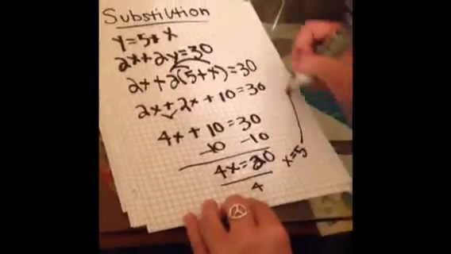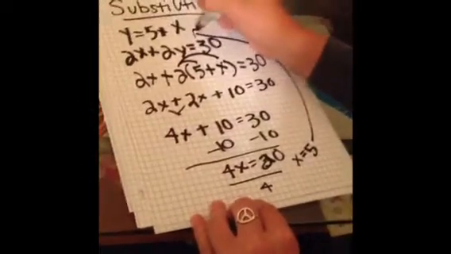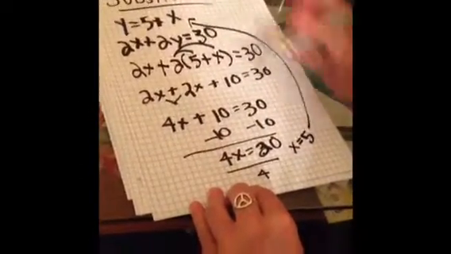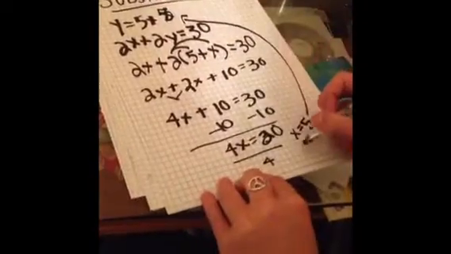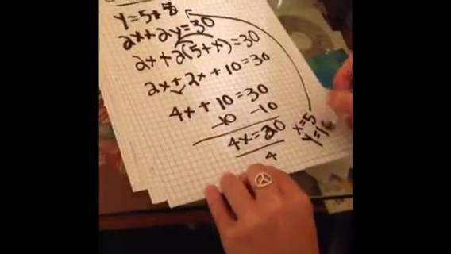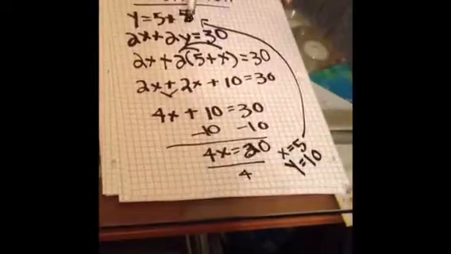But then again, you have to put that back in the equation. So x equals 5, plus 5 equals 10. So y equals 10. And you can always check that with your other equation.